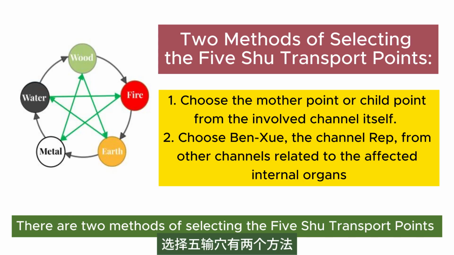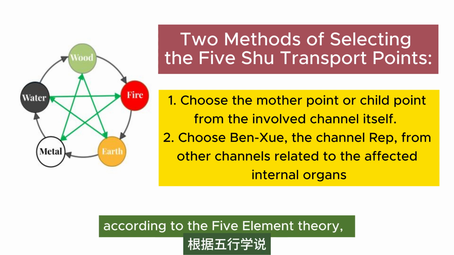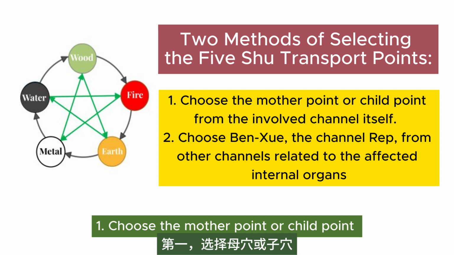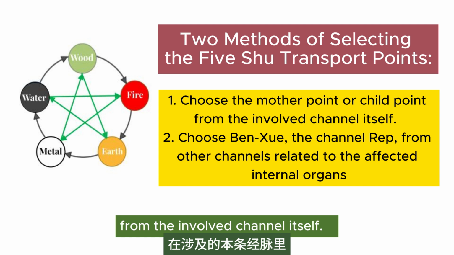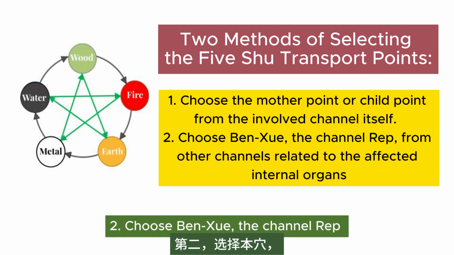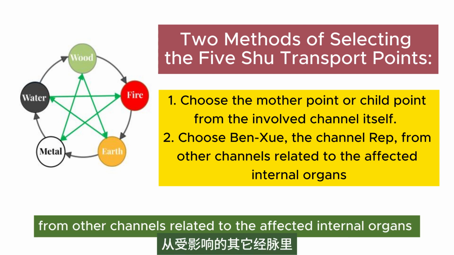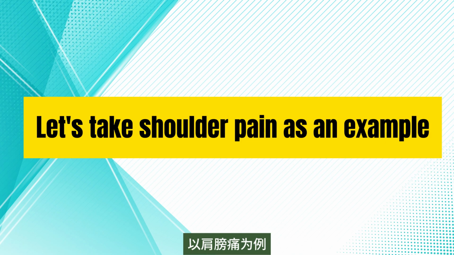There are two methods of selecting the 5 Shu transport points according to the 5-element theory. 1. Choose the mother point or child point from the involved channel itself. 2. Choose 本穴, the channel rep, from other channels related to the affected internal organs. Let's take shoulder pain as an example.